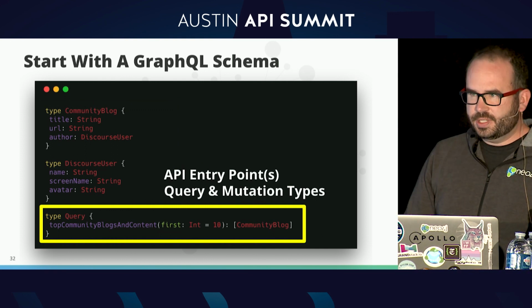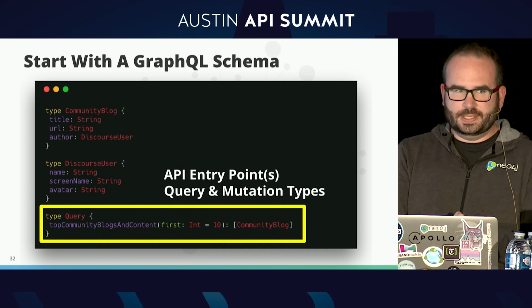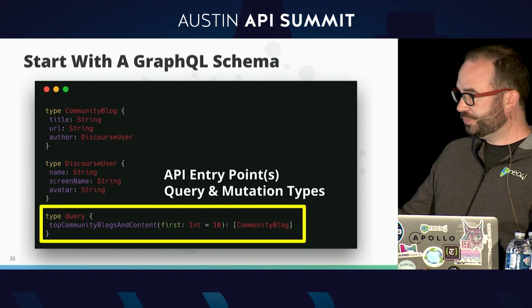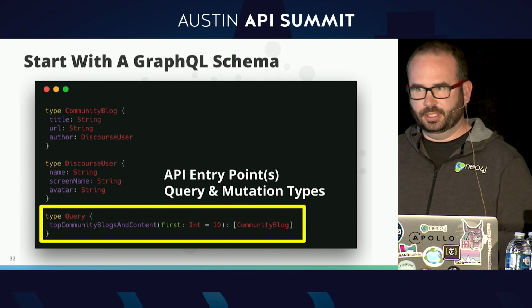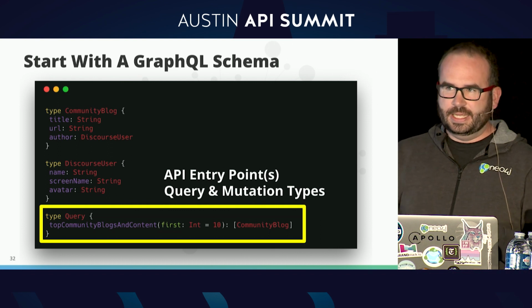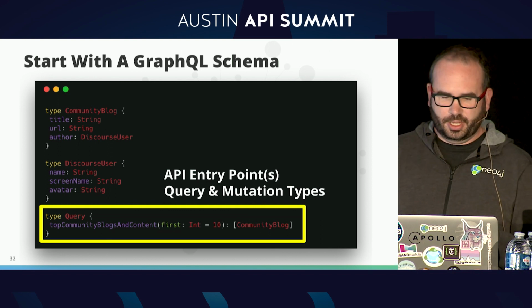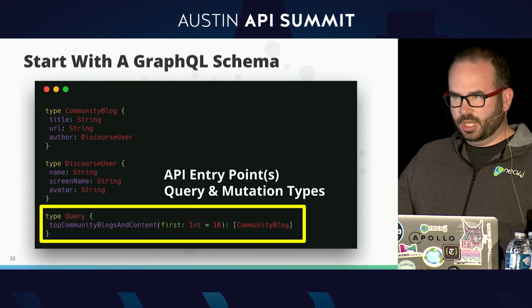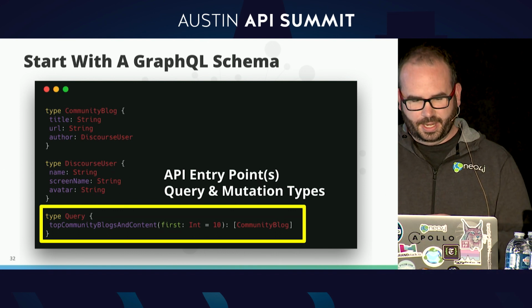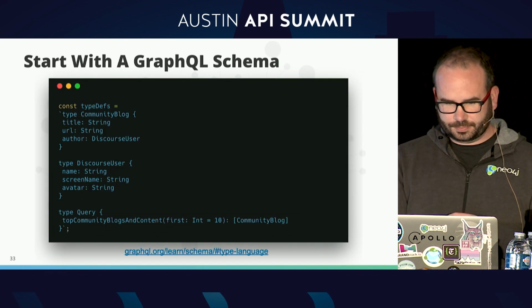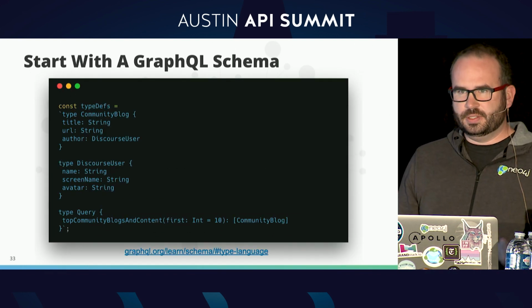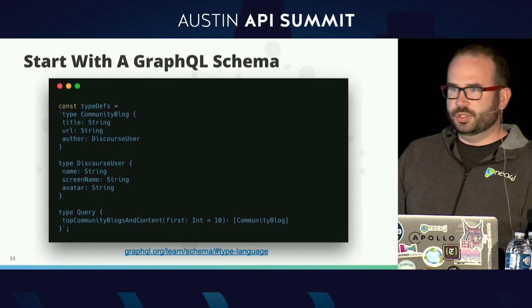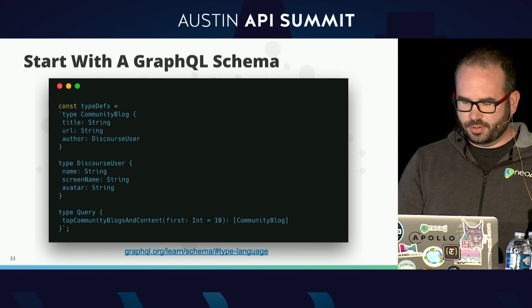And then we have a special type in GraphQL called the query type that is defining the entry points. So every field on the query type is an entry point for the API. Here we're interested in exposing the top community blogs and content. So we'll add that as a field on the query type. Now these type definitions, these are just a string. Here we're building a Node.js app that's going to serve this GraphQL endpoint.